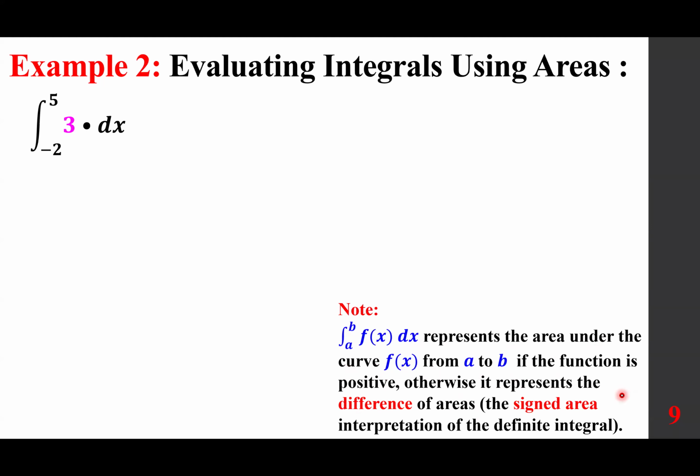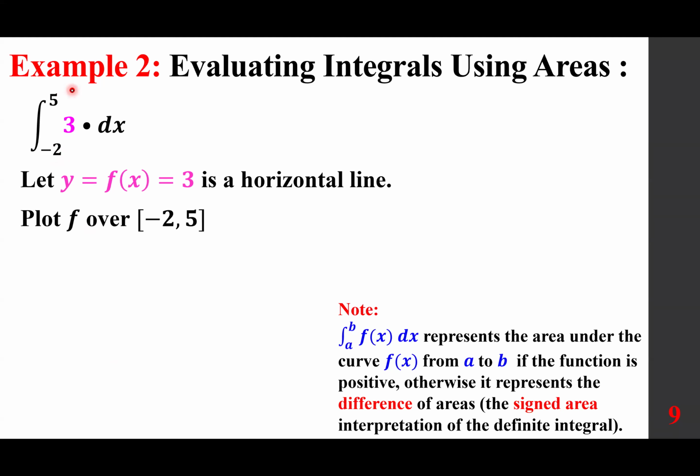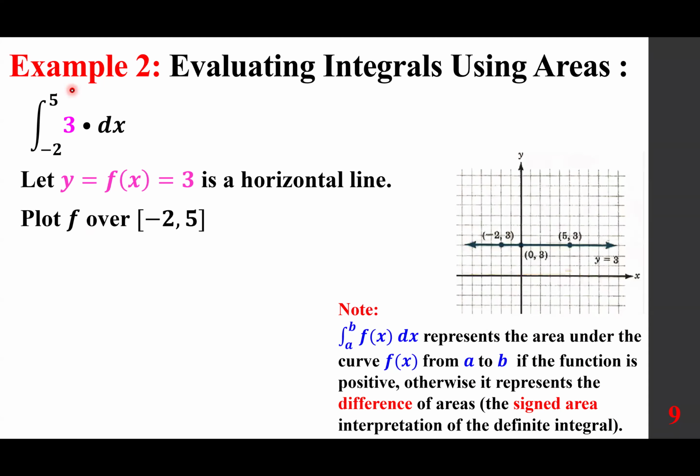So let's go with the concept of areas. And what function are we dealing with? Y or f of x equals 3, which is a horizontal line. So we're going to draw a horizontal line, and we are interested from -2 to 5, so plotted over -2 to 5. So here's the grid. Here's y equals 3, a horizontal line. And from -2 to 5, of course, the y coordinate is fixed at 3, so -2 comma 3, 5 comma 3, and we want the area of this rectangle.